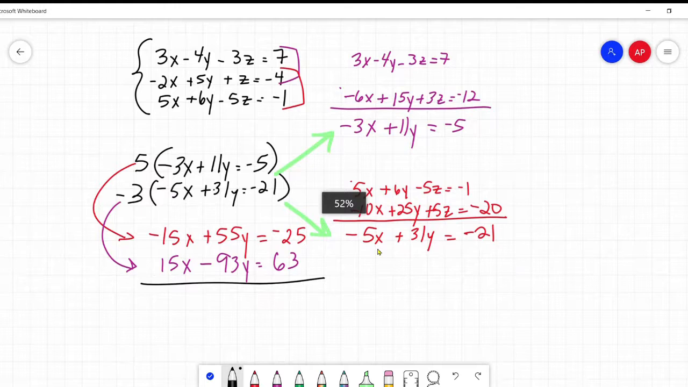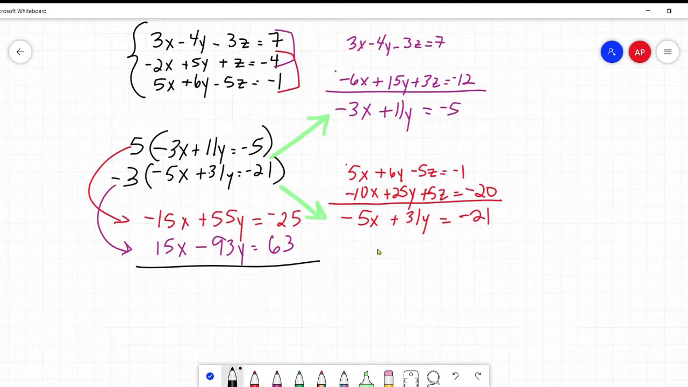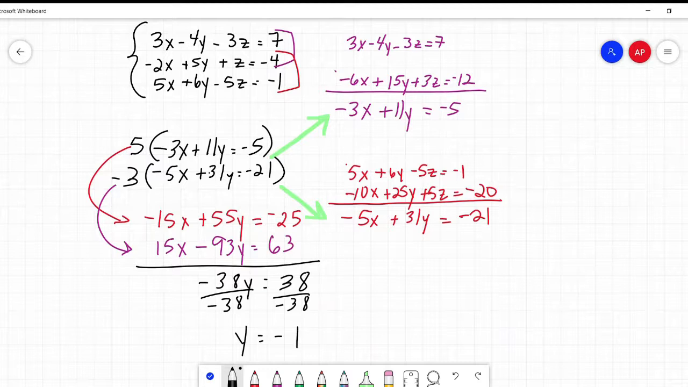Our x's cancel out. 55y and negative 93y is negative 38y. And negative 25 plus 63 is 38. Woohoo! Right, so we divide both sides by negative 38, and y equals negative 1. All that to get y equals negative 1.